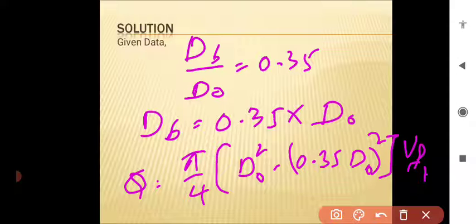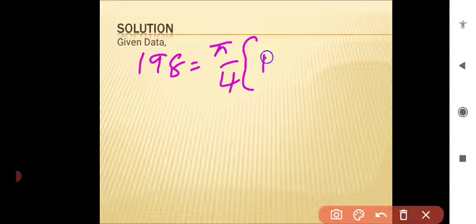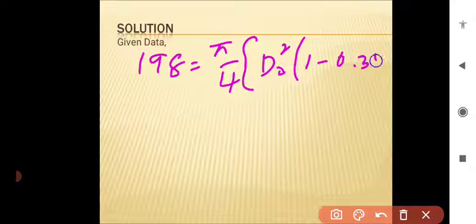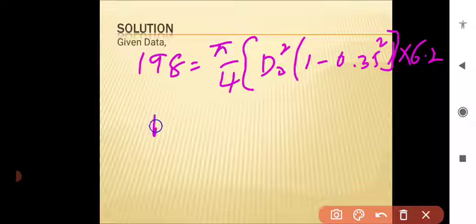We substitute all the values in this equation. 198 is equal to 5/4 into diameter. We will get the common term here, 1 minus 0.35 whole square into 6.2. So the outer diameter is equal to 6.8 meter.